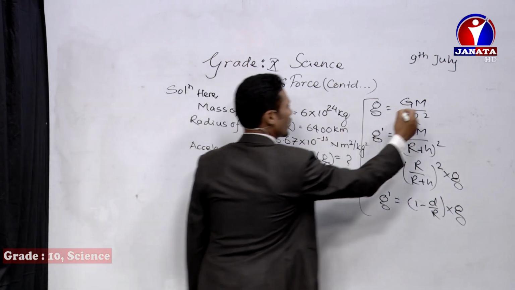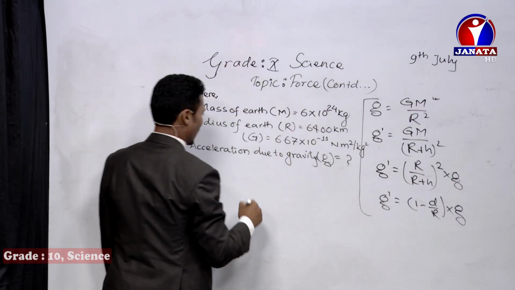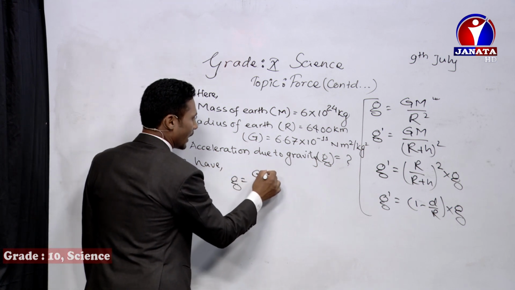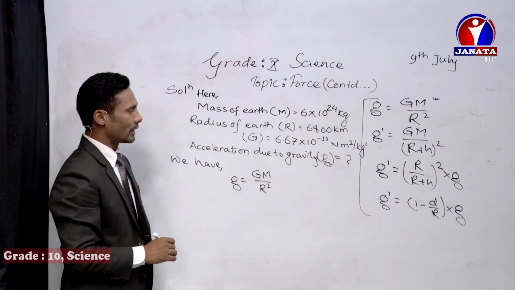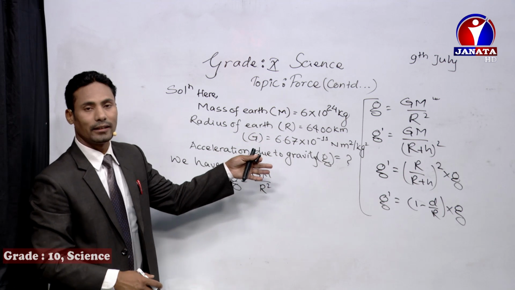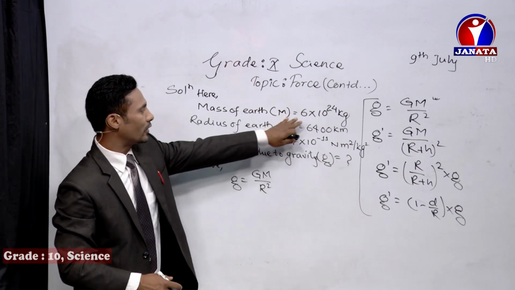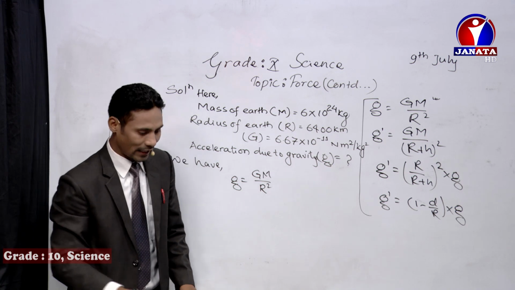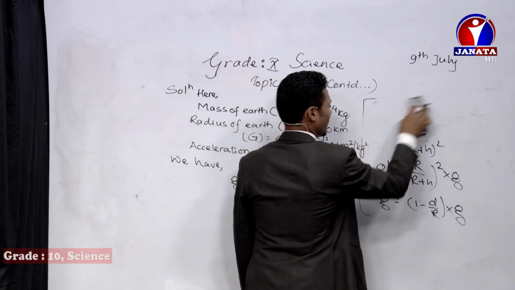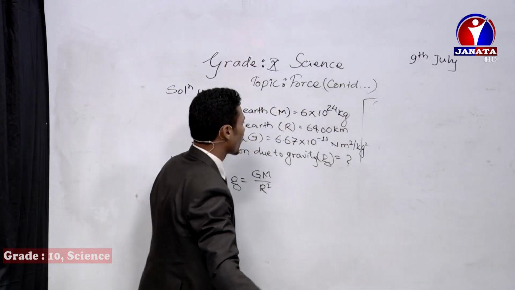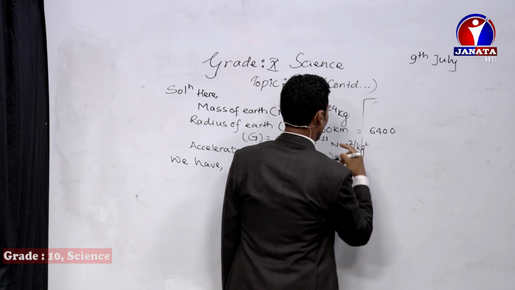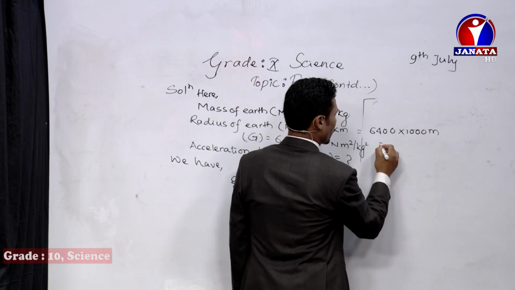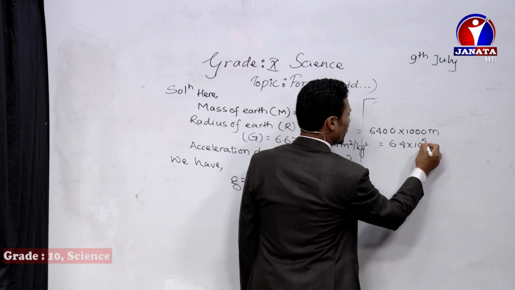Now let's check which formula is suitable. We are using g equals G M by R squared. Before solving this, let's check the units of the given quantities, whether they are all in the SI system or not. The mass is given in kg, which is SI. Similarly, the radius is given in kilometer; that should be in meter. So let's convert kilometer into meter. 6400 kilometer, to convert into meter, multiply by 1000. Now this is in meter, so we can write 6.4 into 10 to the power 6 meter.